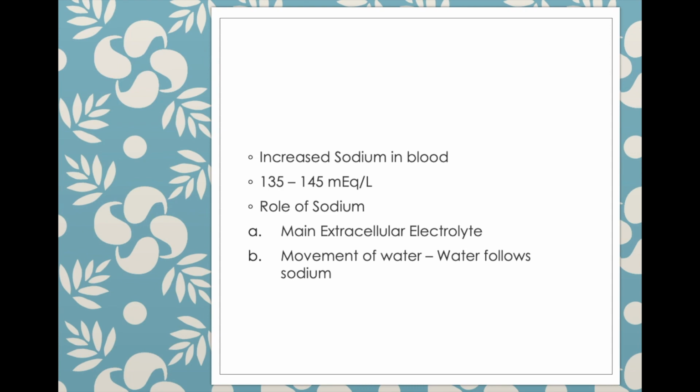Okay. So hypernatremia is increased sodium. One thing that you need to know is your lab values. So sodium should be around 135 to 145. If it's less than 135, it's hypo. If it's more than 145, it's hyper. Okay? So hypernatremia is above 145. And then you want to know what these electrolytes do in the body so you could understand what is going on when they're high or low.